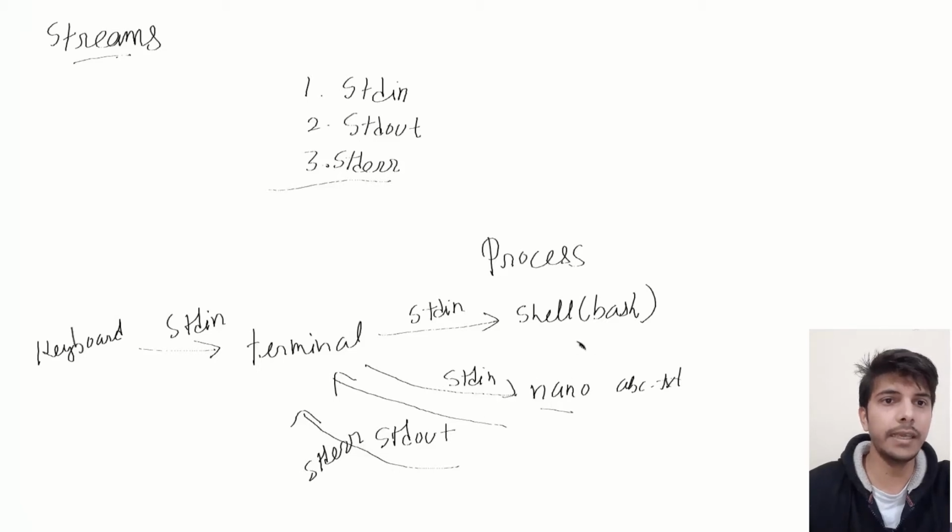So basically any process that needs standard input could use the STDIN stream. For sending the output it could use the STDOUT stream, and for error purposes it can send using the STDERR stream.